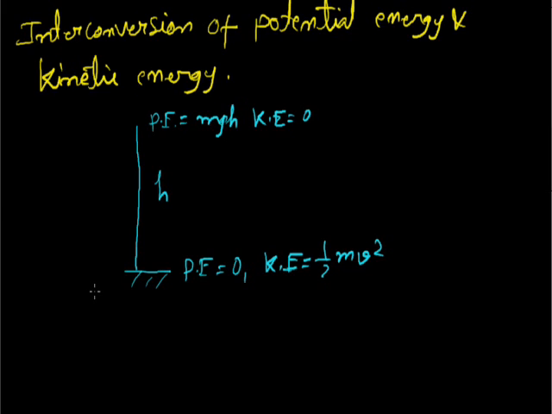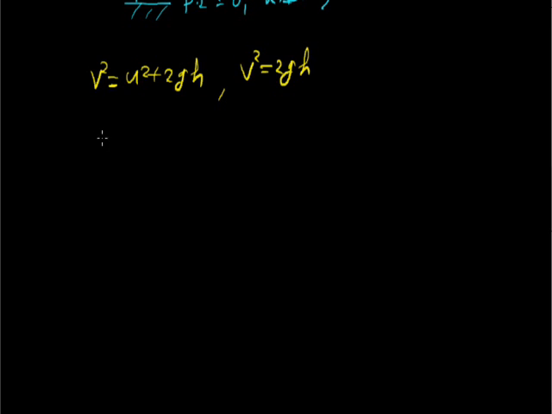v square is equal to u square plus twice gh in the downward direction. As we know, when the object is dropped, its initial velocity is 0, so v square is equal to twice gh. So the potential energy and kinetic energy are converted by this formula.